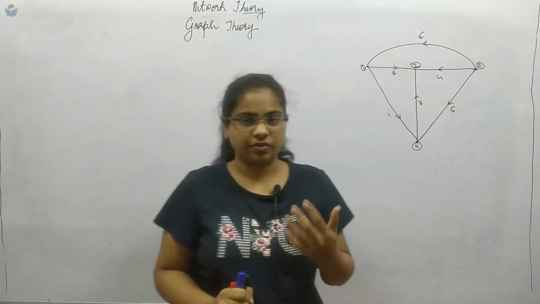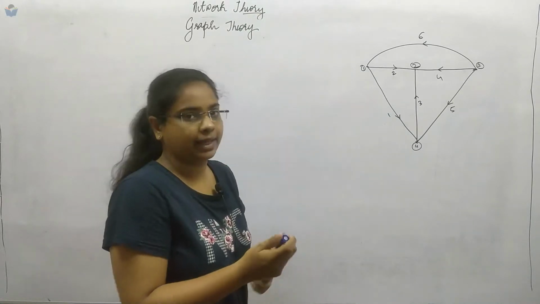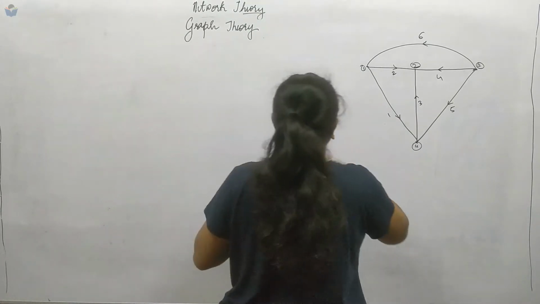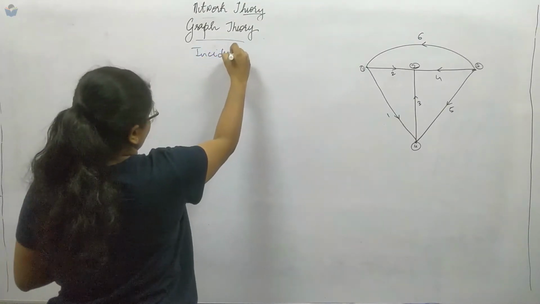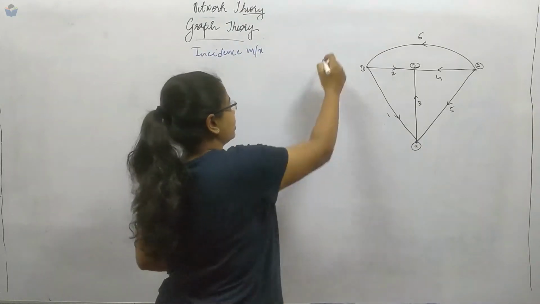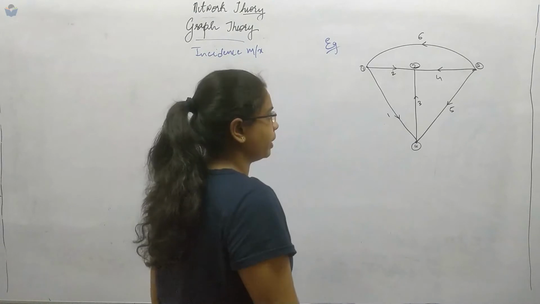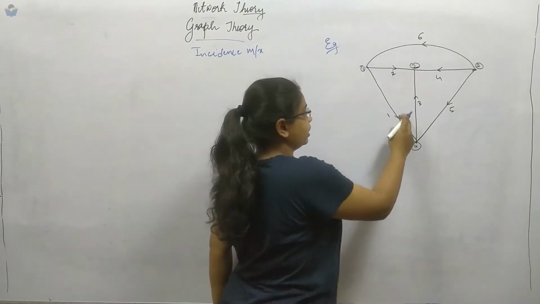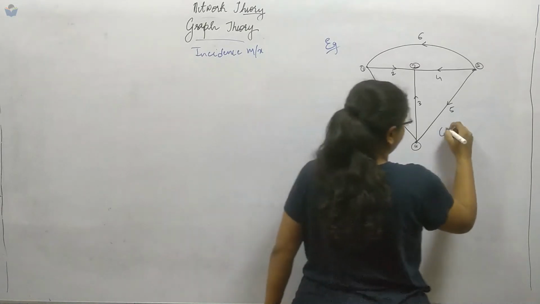So in this lecture we will continue with the graph theory. We will see what we mean by incidence matrix. I'll write here incidence matrix. Let us take this previous example itself, where we have got 4 nodes and 6 branches. I have made the directions for this one, so it is the oriented graph.